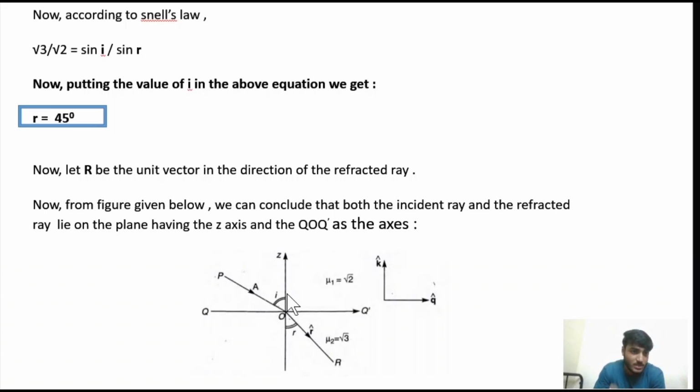Now we have the angle of incidence, we have the refractive index of both the media. Now we need to find out the angle of refraction to find out the unit vector in the direction of the refracted ray. Angle is one of the most important things while dealing with vectors. So we need to find out the angle of refraction. So using Snell's law, we can find out the angle of refraction to be 45 degrees.